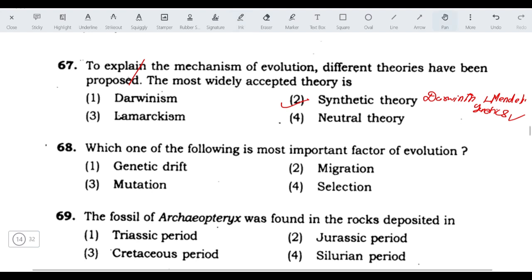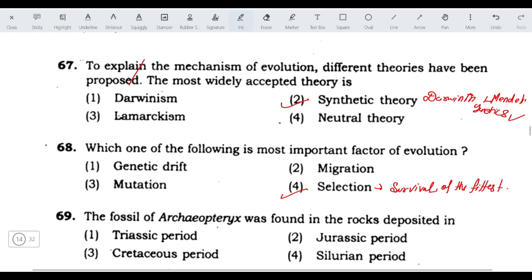So, the answer is selection. Natural selection is considered the main force of evolution as it drives adaptive changes in a population by favoring traits that increase an organism's survival. So it consists of survival of the fittest.